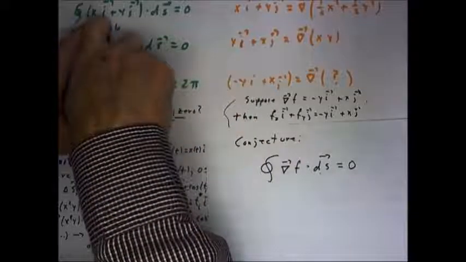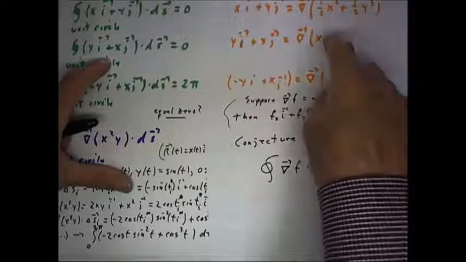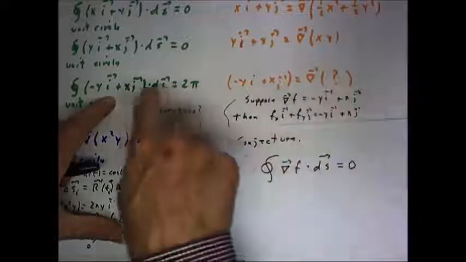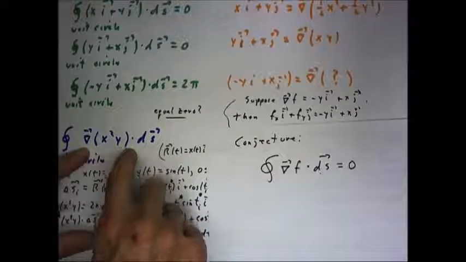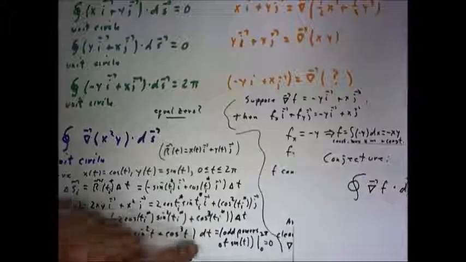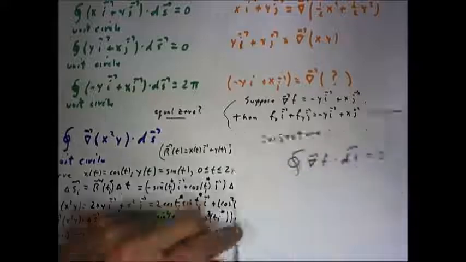Again, this function is a gradient. This function is a gradient. Both integrals are 0. This function is not a gradient. The integral is not 0. Here we integrated an actual gradient, and though we didn't complete the very last step, it's easy to see from what we did that the integral is going to be 0.